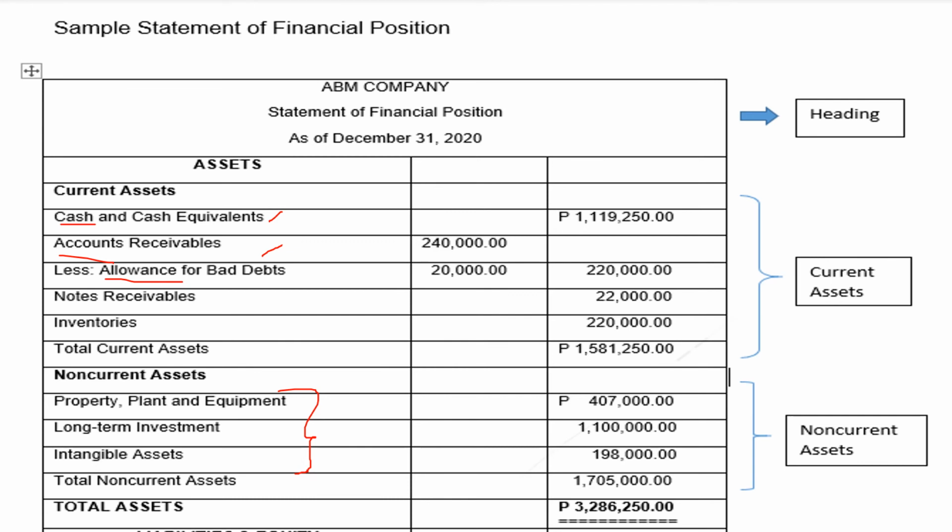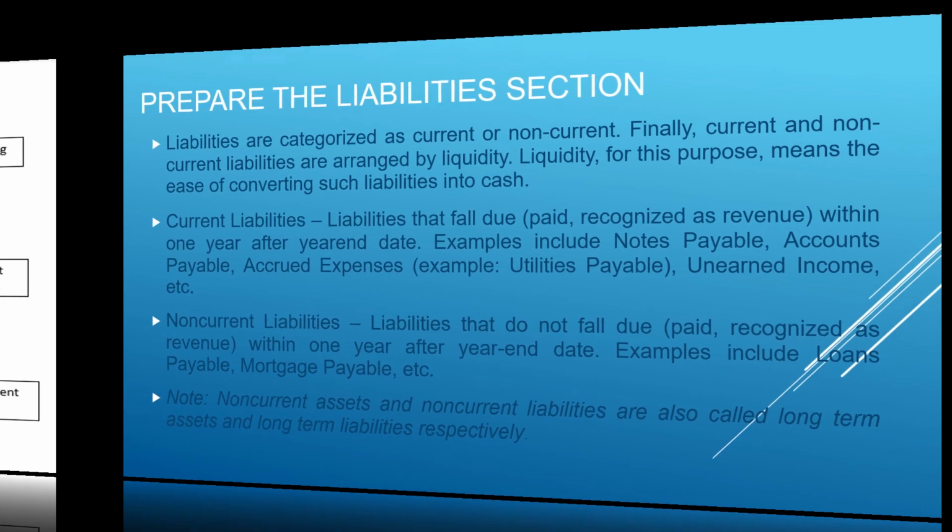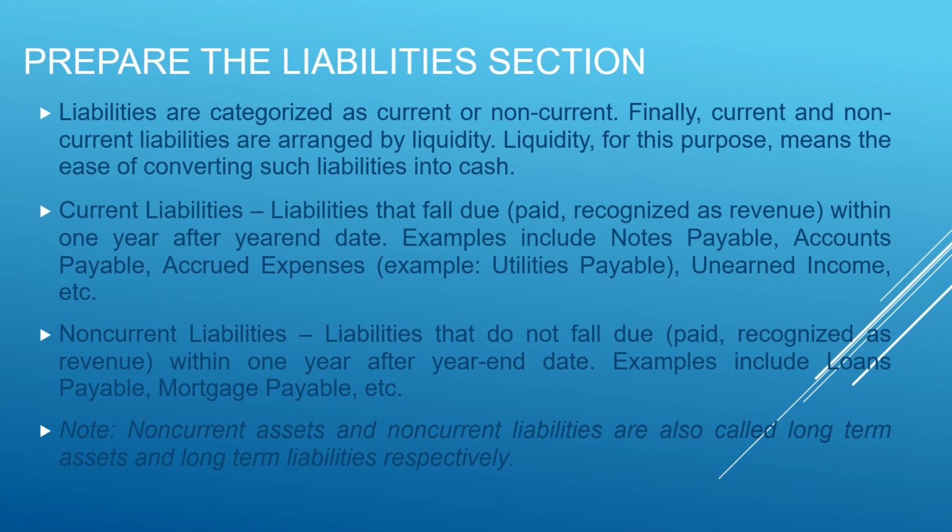Then, ito, deduction ito sa mga assets. And then, we have here the total. Okay? And then, next, prepare the liabilities section. Liabilities are categorized as current or non-current. Finally, current and non-current liabilities are arranged by liquidity. Liquidity for the purpose means the ease of converting such liabilities into cash.